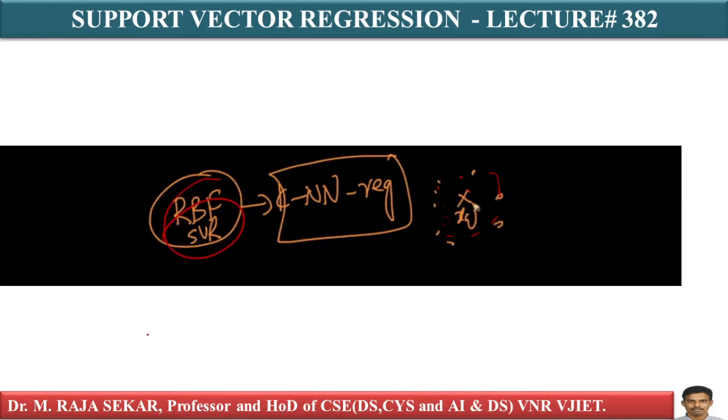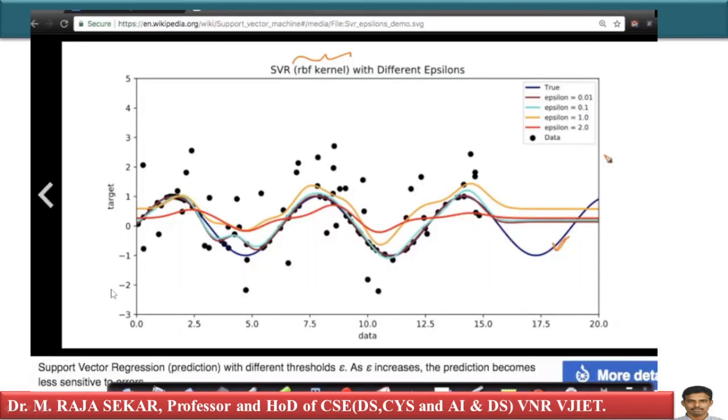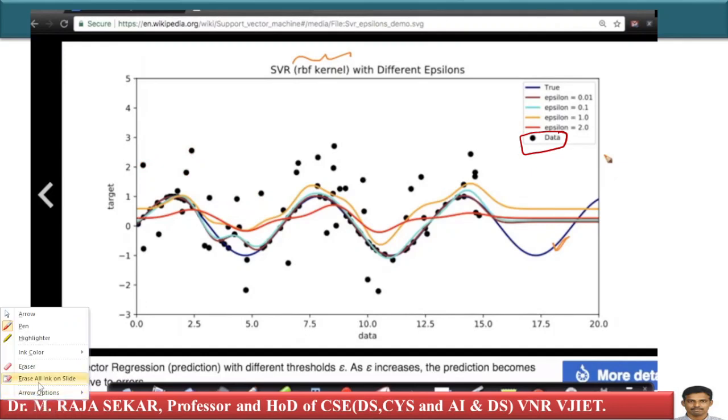Suppose, let me go back to that particular diagram, the diagram which I collected from Wikipedia. Suppose these black dots, just see, these are the black dots, isn't it? Let me assume he is saying, what is this black dot here? Black dot means data, isn't it?